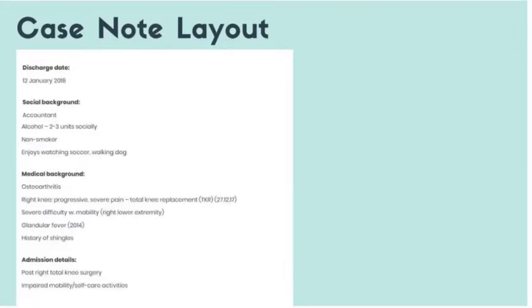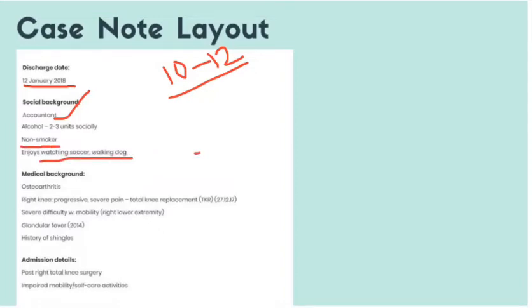The case note will also have information regarding the discharge date. The discharge date is the date on which the patient is discharged. So he was admitted on the 10th and he is getting discharged on the 12th. And the social background of the patient: he is an accountant, he consumes alcohol, 2 to 3 units on social occasions. He's a non-smoker. He enjoys watching soccer and walking his dog.